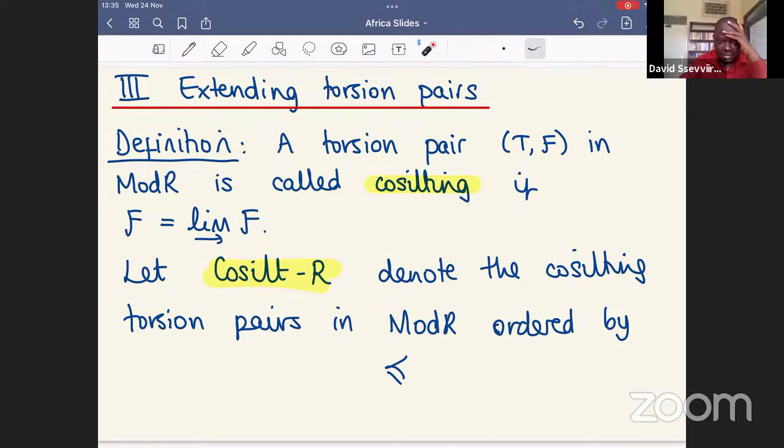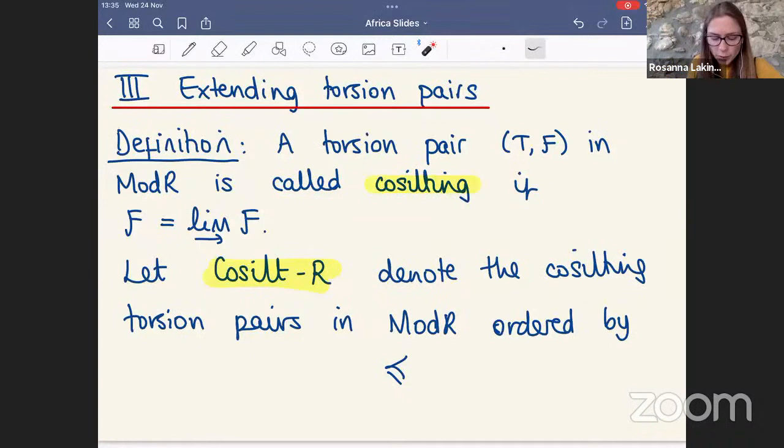A question, please. Yes, please go ahead. I'm already thinking about the silting torsion pair being silting. Would you describe that in terms of the torsion class? So if you allow your silting to be infinitely generated, then the dual condition of this is that the torsion-free class is closed under products, I think. Let me think. No, sorry.